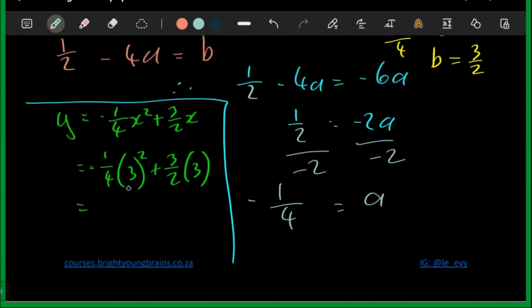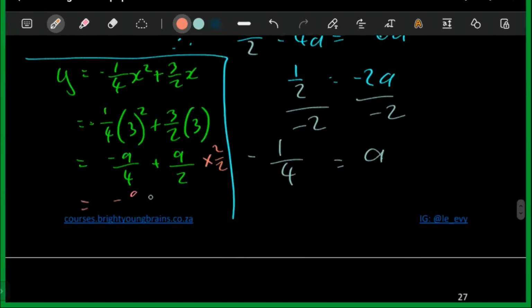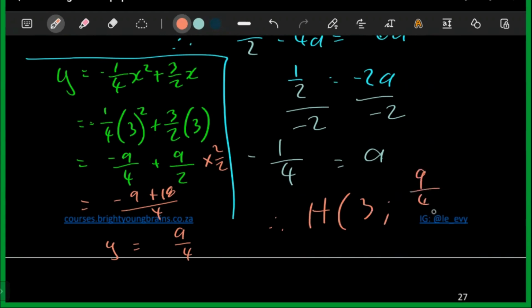3 squared is going to give us a 9, so that's -9/4. And then here 3 times 3/2, wait, what's going on here? Oh no, this is going to be 9/2. So you're going to multiply by 2/2 here. You're going to get -9 plus 18 over 4, which is 9/4. That's the y value of h. So therefore h has x value 3, y value 9/4.